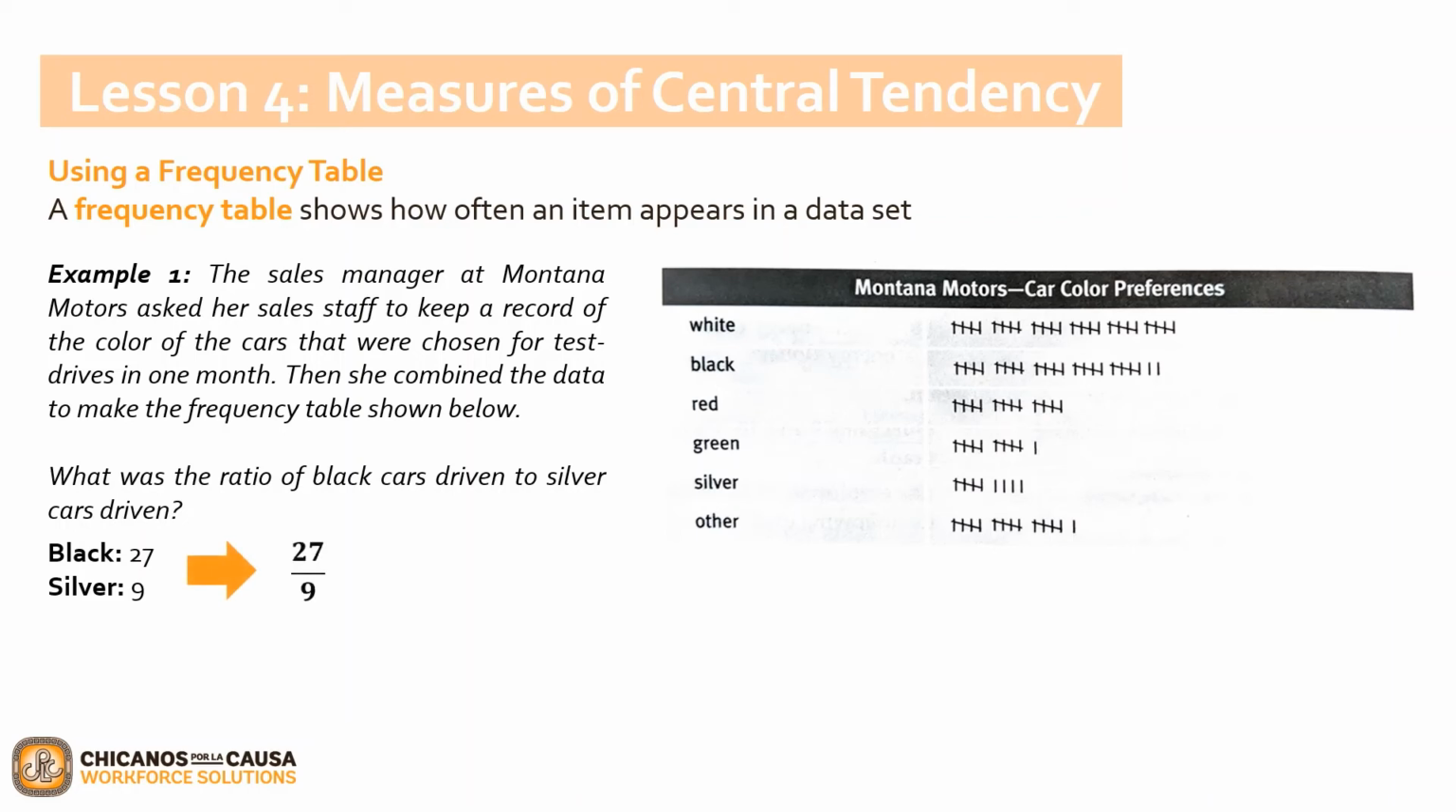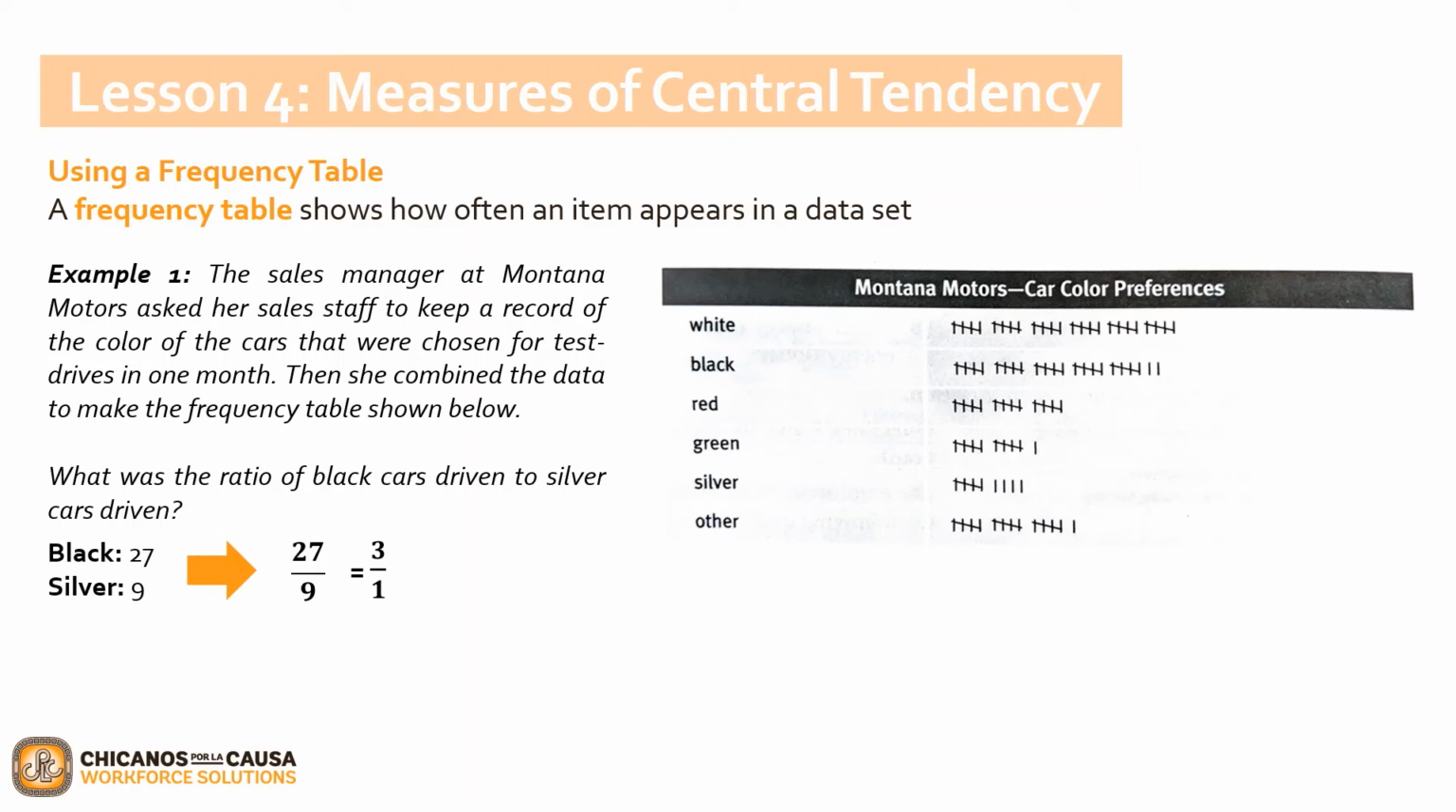Therefore, we're going to turn this into what appears to be a fraction. We have 27 black cars to 9 silver cars. Looking at the 27 over 9, we can see that 9 is a multiple of both numbers, so we can reduce this. If we divide 27 by 9 and 9 by 9, that gives us 3 over 1. If the question was asking for, say, a whole number, we can take the 3 over 1 and turn it into 3. Any whole number over 1 means that the whole number on top is actually the answer.